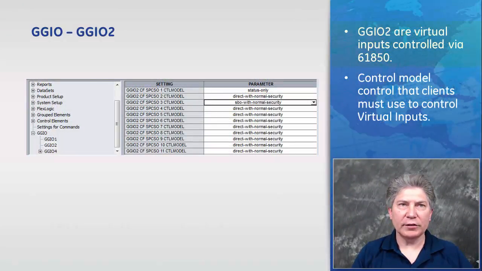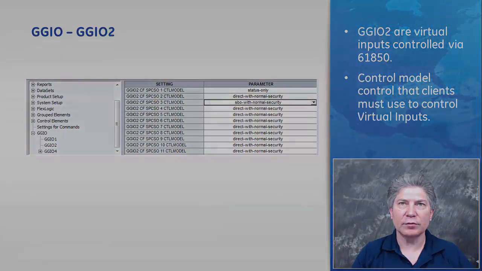Next, we'll take a look at GGIO 2, a virtual inputs control model. There's 128 virtual inputs that are controlled by IEC 61850 commands. So this setting selects the control model that clients must use to successfully control the virtual inputs.